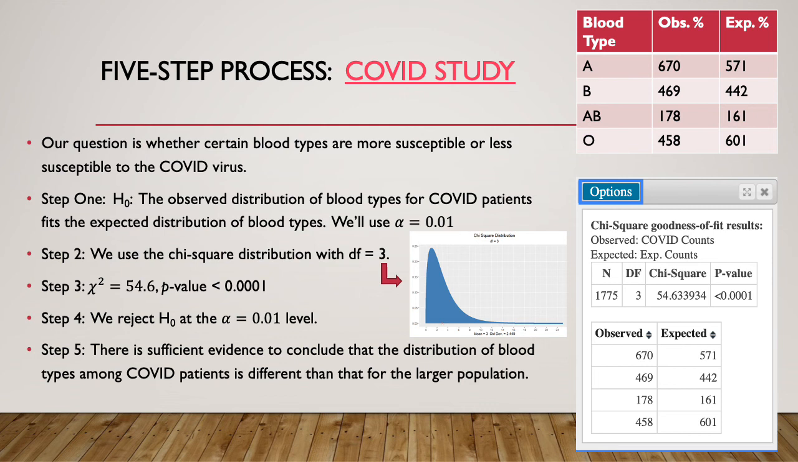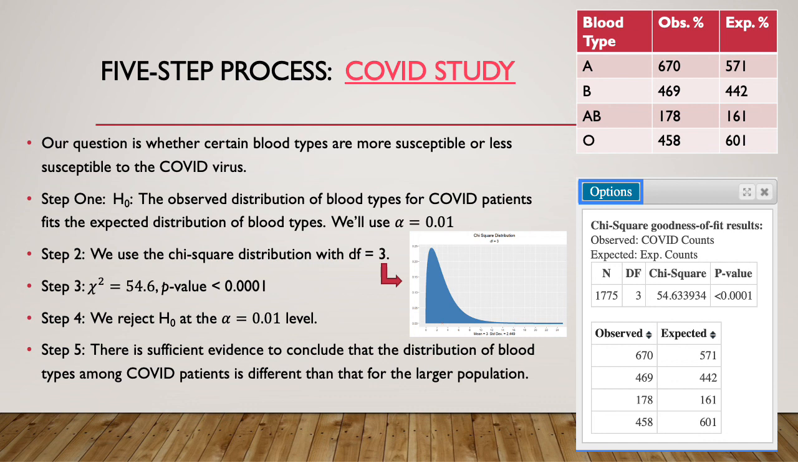And in the graph here that I've got of the chi-square distribution for 3 degrees of freedom, you can blow that up if you want to zoom in on it. 54.6 is way, way, way off on the right, out of the window for this graph. That's a very, very high chi-squared value, and so we're getting a very, very low p-value. So that means step 4, we reject the null hypothesis at the 0.01 level of significance. Okay, so that means our conclusion is we do have sufficient evidence to conclude that the distribution of blood types among COVID patients is different than that for the larger population.